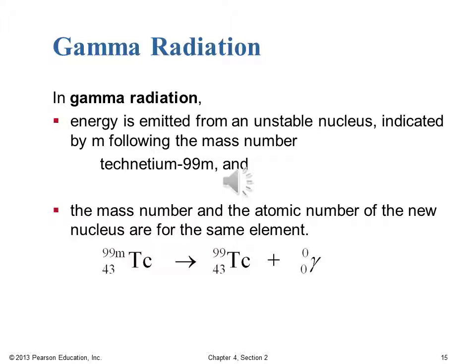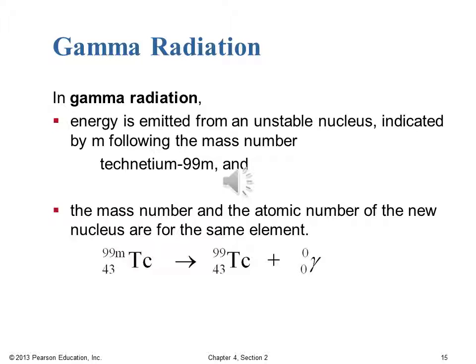Finally, the last main type of radioactive decay that we'll focus on in the course is gamma radiation. In the case of a gamma decay, this is the easiest one to write as a nuclear reaction because gamma radiation has no mass and no charge. So it's just energy emitted from an unstable nucleus. The nucleus relaxes down to the stable state, and it's still the same isotope of the same element.